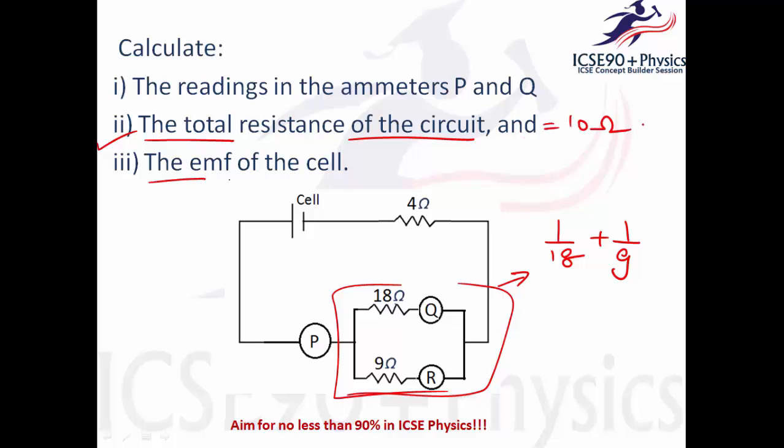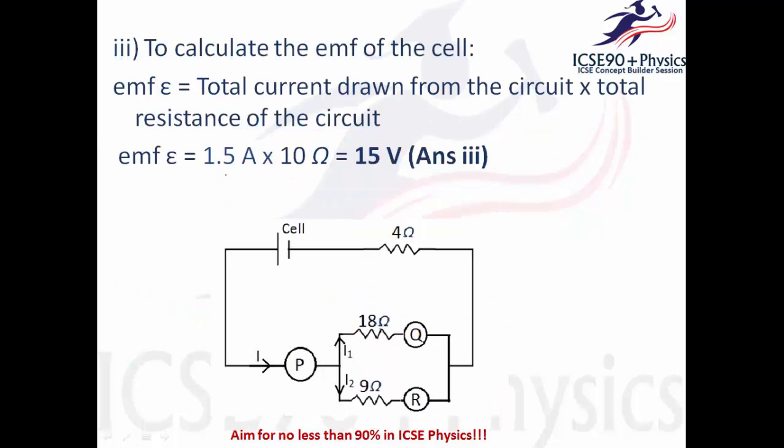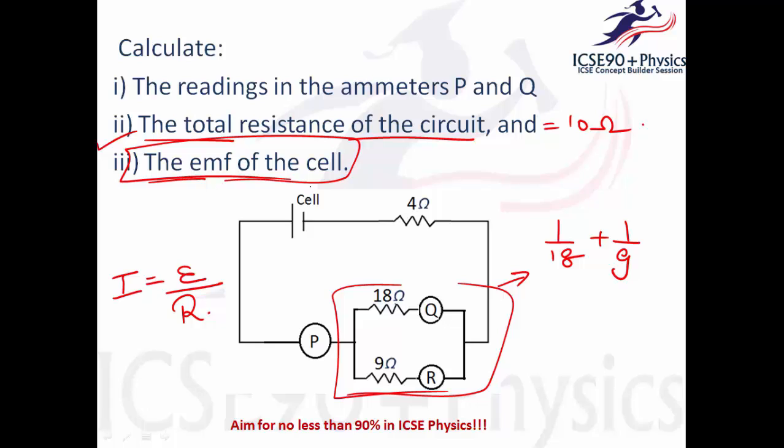Finally, we are asked to calculate the EMF of the cell. We know that the total current I is equal to the EMF of the cell upon the total equivalent resistance, right? So total current we know is 1.5 amperes. Total equivalent resistance we calculated to be 10 ohms. So thus the EMF is equal to the current times 10 ohms, that is 15 volts. So that answers the very third part of the question. So the EMF of the cell is nothing but 15 volts.